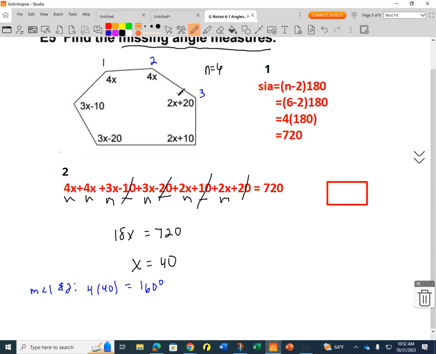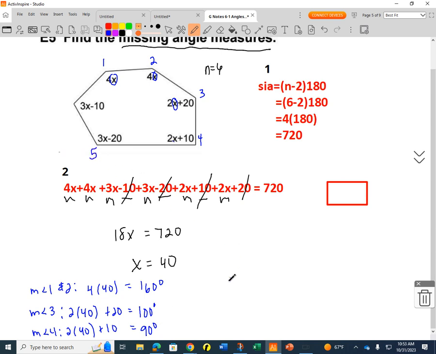I'm going to call this one angle 3. The measure of angle 3 is 2 times 40 plus 20, 80 plus 20 is 100 degrees. Make sense? So wherever there's an x, we're plugging in 40. I'm going to call this one angle 4 just so I can identify my answer. The measure of angle 4. 2 times 40. 40 goes here. Plus 10. So we know the measure of angle 4 is 90 degrees.